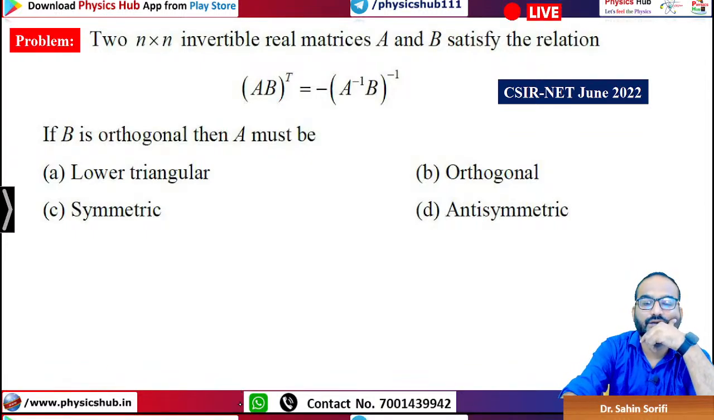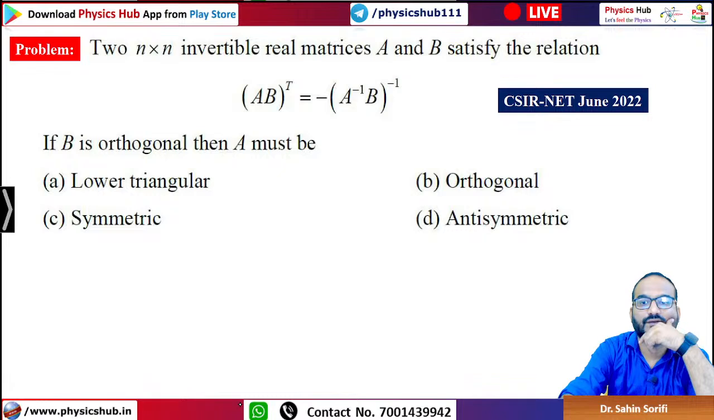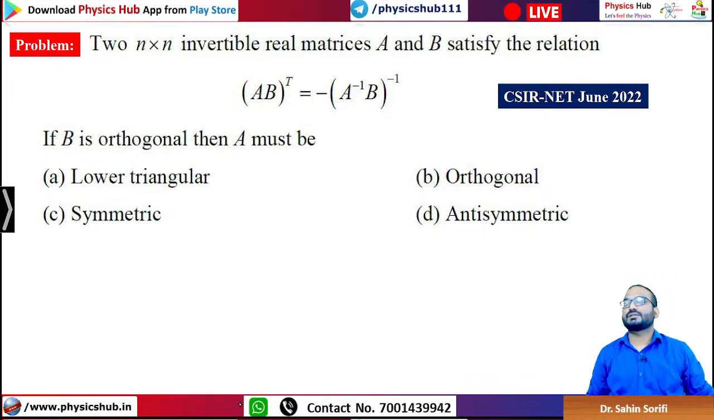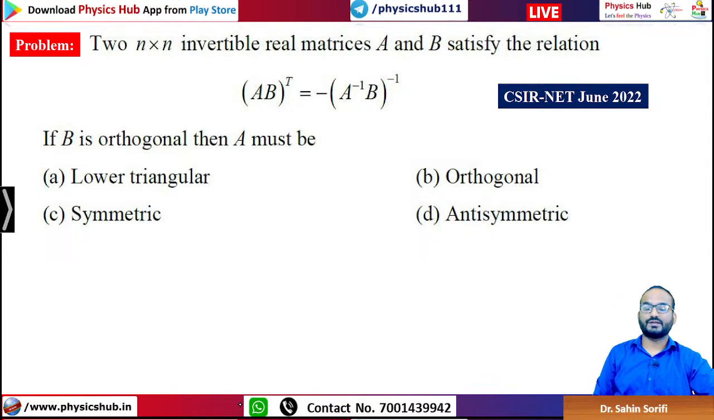Two n by n invertible real matrices A and B satisfy the relation A B transpose equals minus A inverse B whole inverse. If B is orthogonal, then A must be lower triangular, orthogonal, symmetric, or antisymmetric. Look, each and every matrix given in the options we have already discussed separately. Batao, what is the answer for this question?